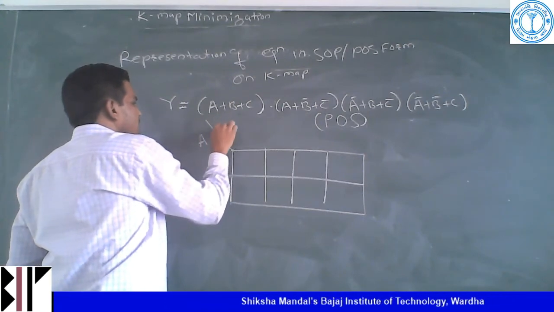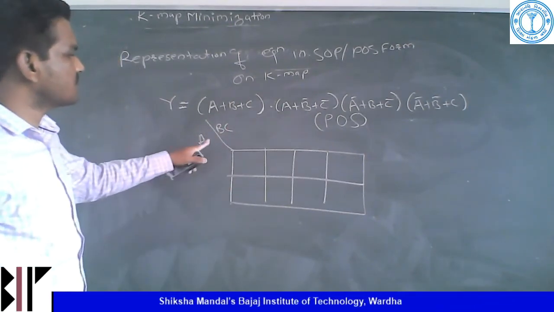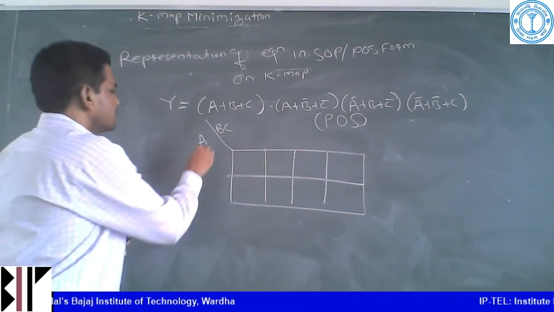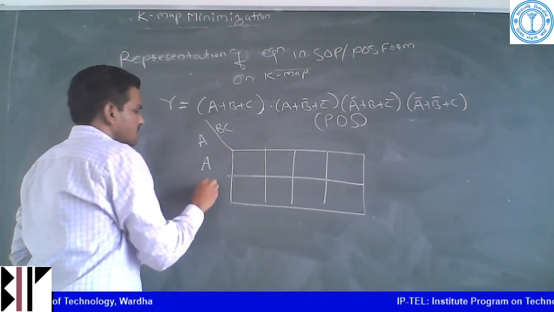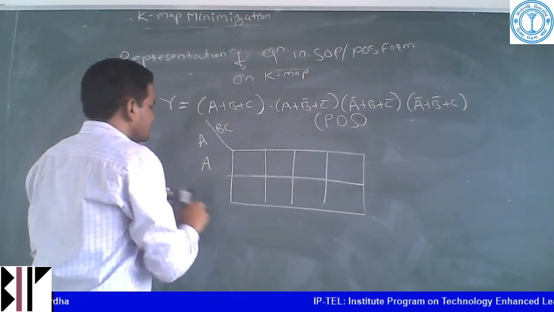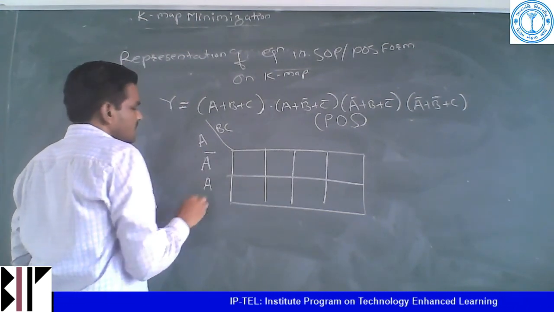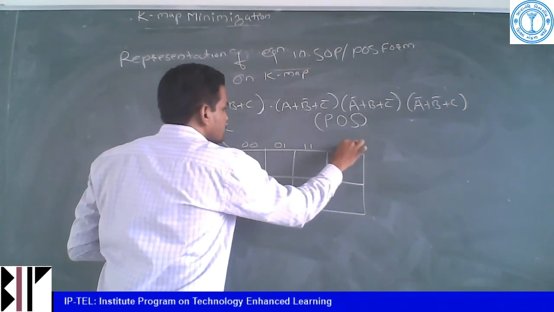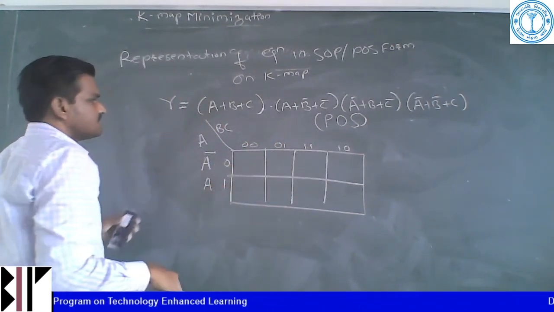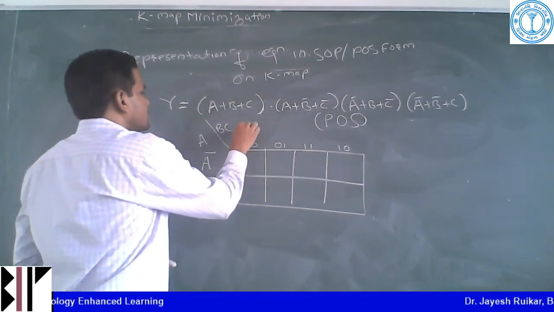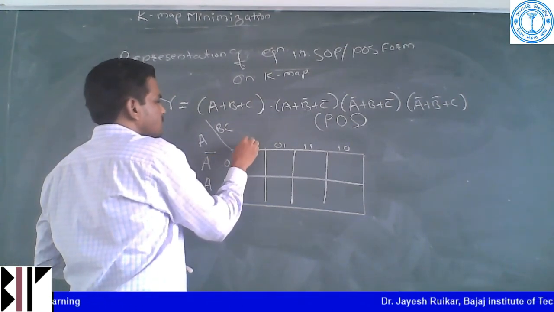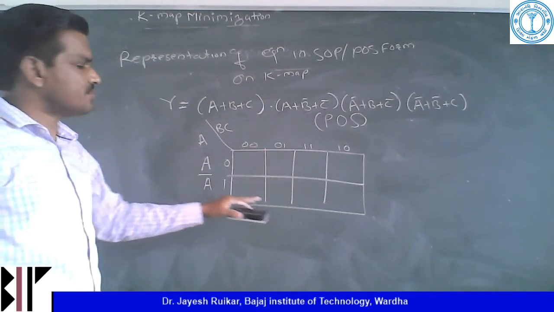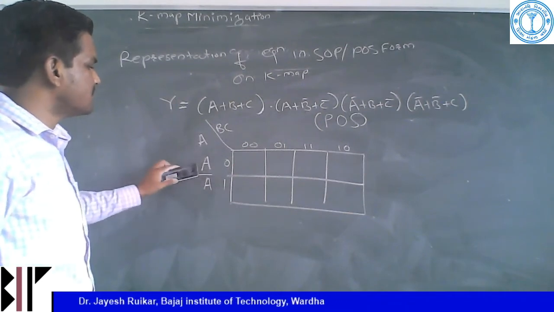This is your A and then BC. A this side, BC is in this side. Now see here, this is my A bar and this is my A. Here 0 0 0 1 1 1 1 0. Here 0 and 1. Now here your BC is there, so 0 0 is there. So now I have drawn this KMap. Everyone knows about this 3 variable KMap. I have written it. Okay.